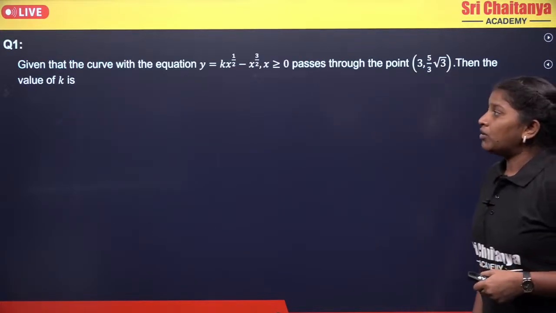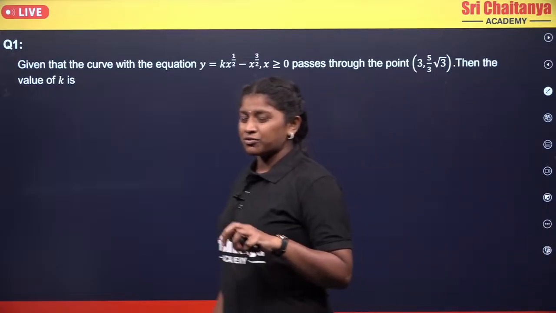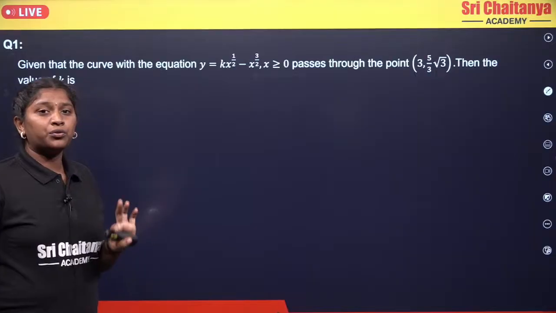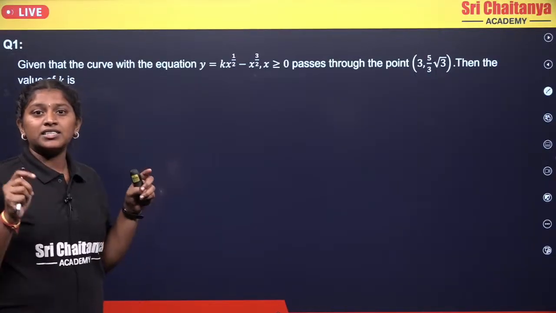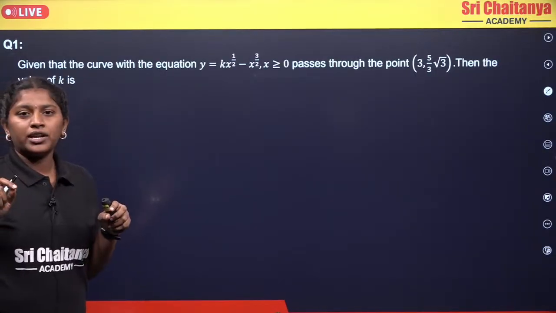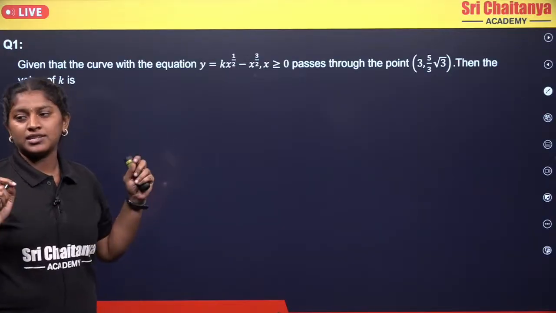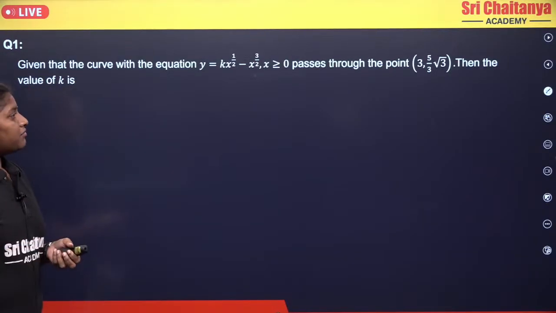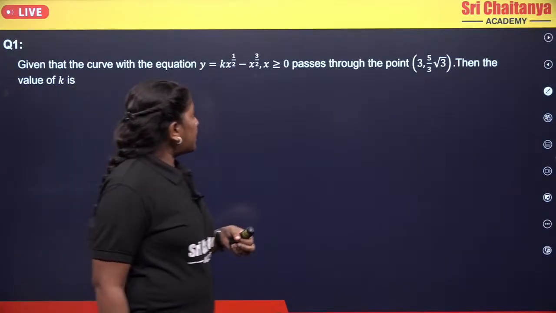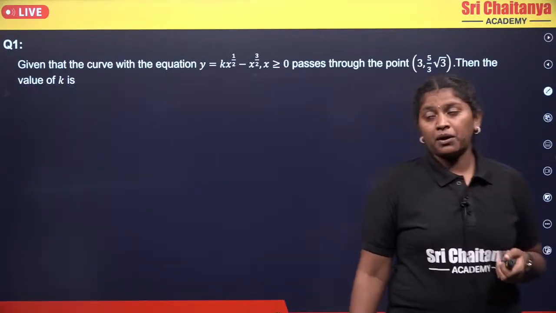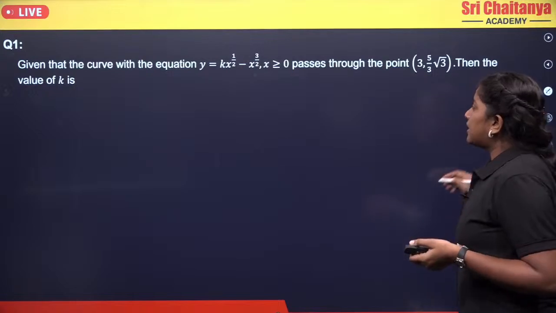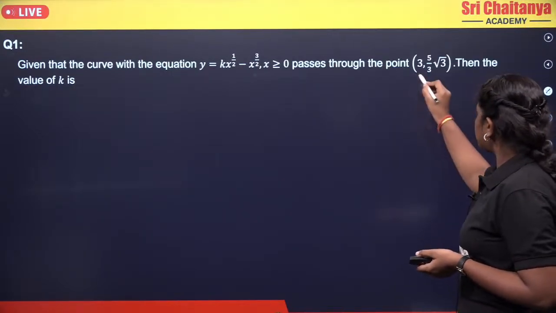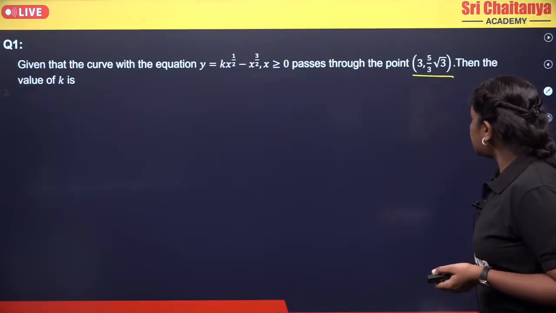Okay, now coming to the next, let's solve some questions. It will be basic questions only, and I hope you will be answering in the chat box. If you got an idea how to solve it, you can give the answer in the chat box. Now given that the curve with the equation y equals kx to the power 1 by 2 minus x to the power 3 by 2, where x is greater than or equal to 0, passes through the point 3 comma 5 by 3 root 3, then the value of k is.